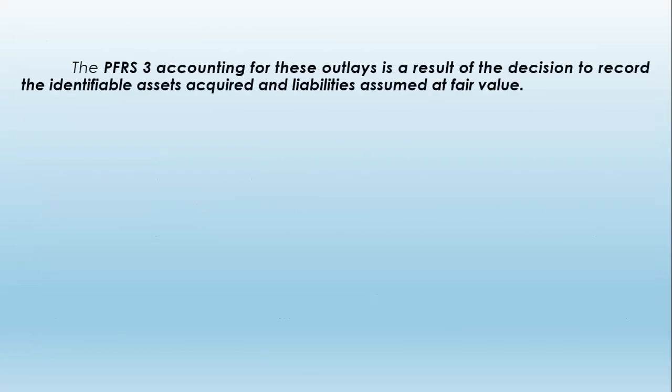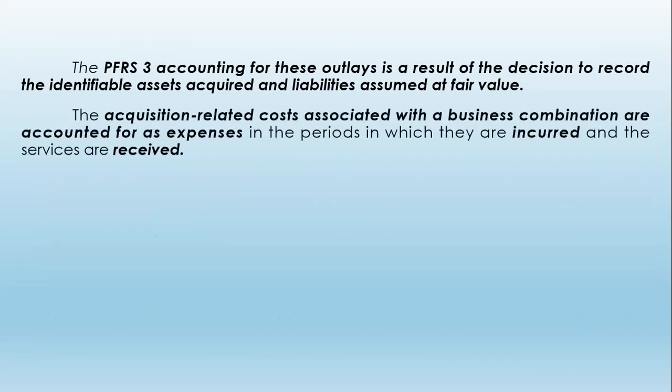The PFRS 3 accounting for these outlays is a result of the decision to record the identifiable assets acquired and liabilities assumed at fair value. The acquisition-related costs associated with a business combination are accounted for as expenses. So take note of this. The acquisition-related costs associated with the business combination are accounted for as expenses in the periods in which they are incurred and the services are received.